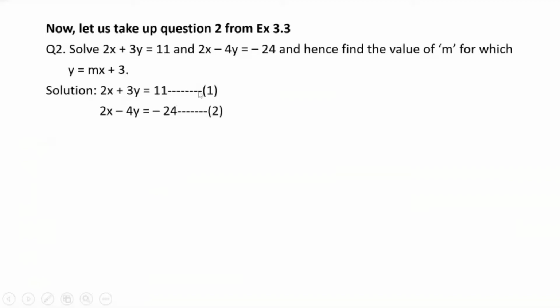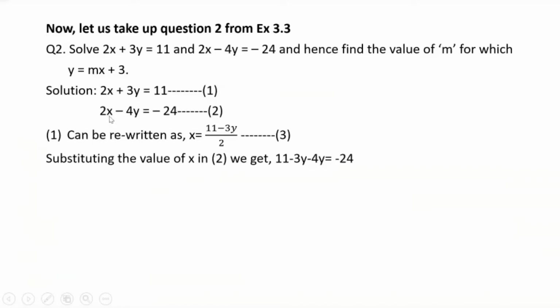From the first equation, I find out the value of one variable, let's say x. So x from this equation comes out to be 2x will be equal to 11 minus 3y. That means x will come out to be 11 minus 3y upon 2. If I use this value and I put it in the second equation, so 2x means twice of 11 minus 3y upon 2 minus 4y is equal to minus 24, which simplifies to 11 minus 3y minus 4y is equal to minus 24, which further simplifies to give me 35 is equal to 7y and y is equal to 5.